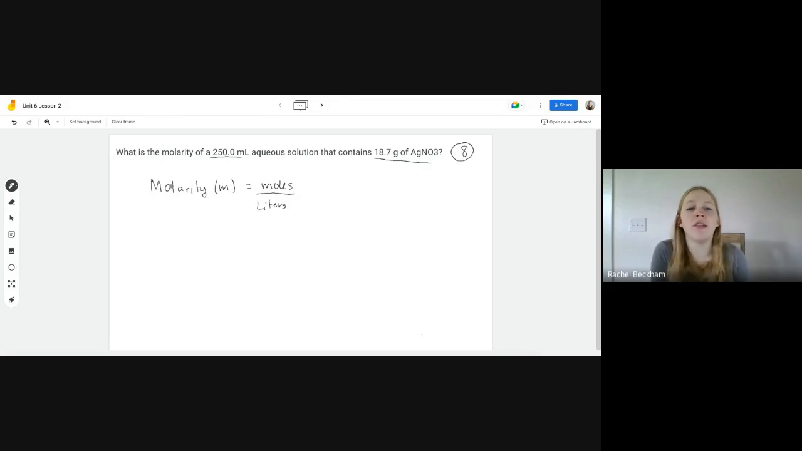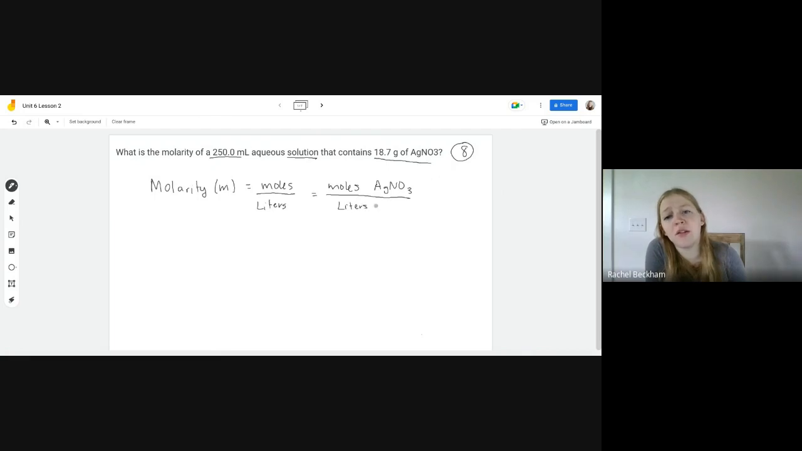So it says, what is the molarity? The formula for molarity is you take the moles of the substance being dissolved and divide it by the volume or the liters of the solution. So here's our solution, that needs to go on bottom. And then this AgNO3 is going to go on top because that's what's being dissolved. So we need moles of AgNO3 on top, and we need liters of the solution.